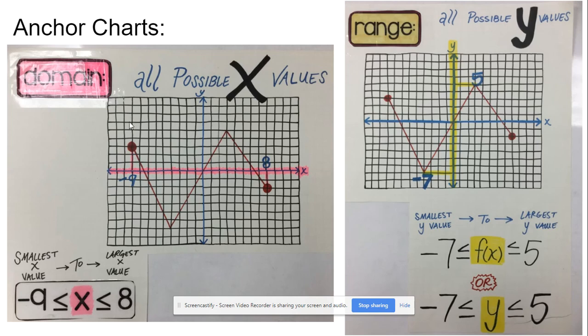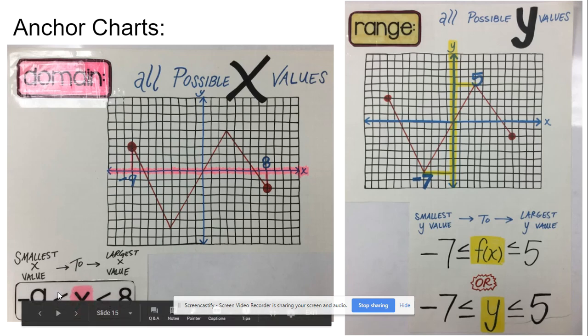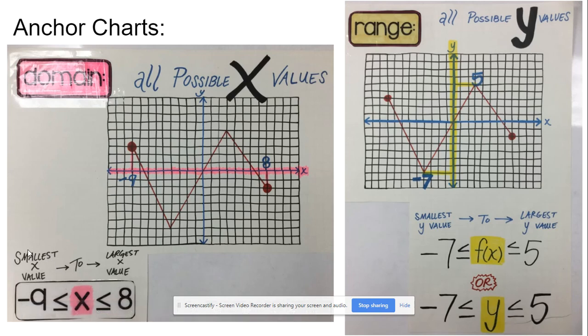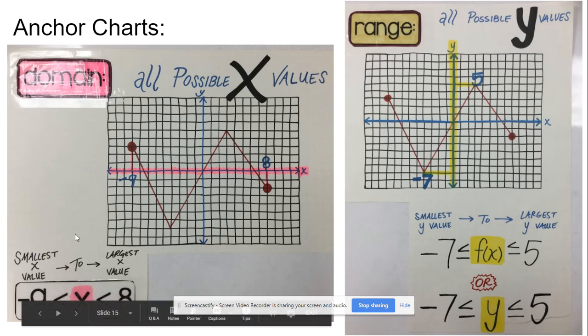So here you would have a domain of -9 and 8, and the closed circles mean less than or equal to. So you have -9 is less than or equal to your x values, which is your domain, and then less than or equal to 8. Again, you read from left to right, from smallest x value to largest x value.